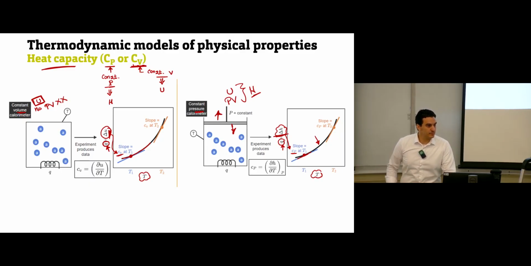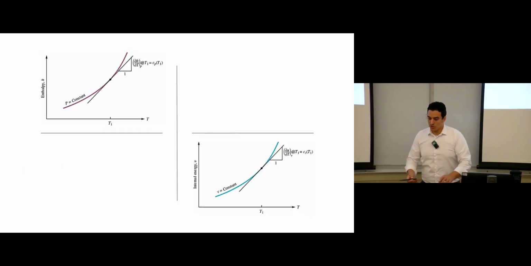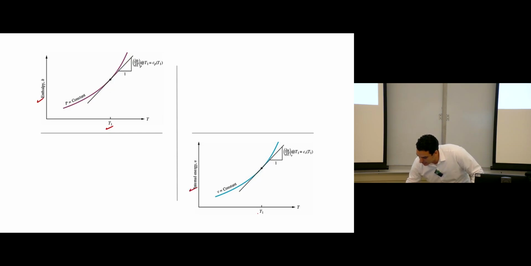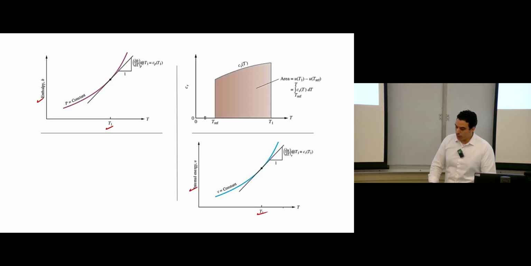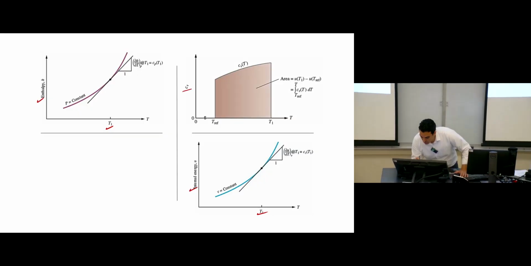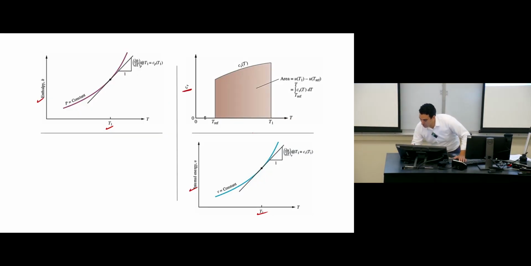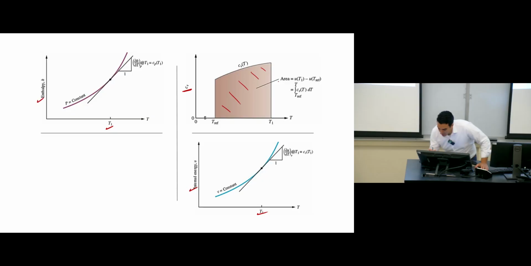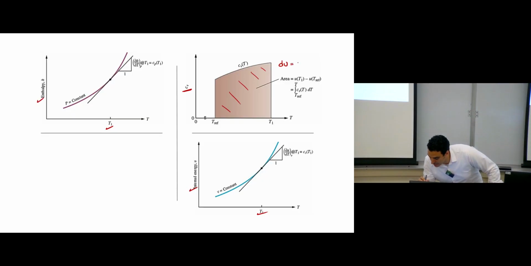Clear? Questions? Okay. So again, these are the two curves we have. Enthalpy with temperature, the slope is CP; internal energy with temperature. If we repeat the plot, and we put CV on the y-axis and temperature on the x-axis, and we calculate the area under this curve, the change in the internal energy, delta U, is nothing but this area, which is the integral of CV dT.